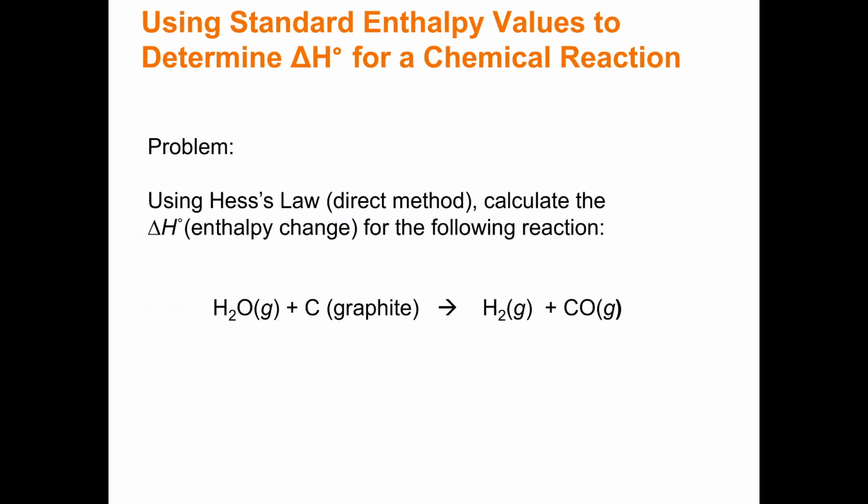Okay, so this says, using Hess's law, the direct method, calculate delta H for the following reaction. So we have water reacting with graphite to give us H2 and CO. The first thing we want to do with this is to make sure it's balanced. And by the way, this is the direct method again. So we'll look at this example and then we'll look at the indirect method later. So first thing, make sure it's balanced. Remember, now that you know how to balance reactions, always make sure a reaction is balanced.